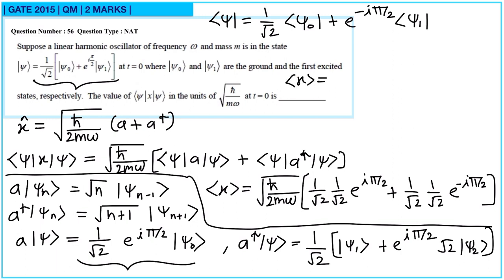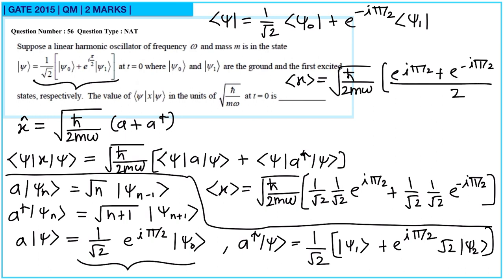So the expectation value of the operator x is equal to root h cut by twice m omega, 1 by root 2 into 1 by root 2 is 1 by 2, and e raised to i pi by 2 plus e raised to minus i pi by 2 upon 2. And this is cos pi by 2, so root h cut by twice m omega into cos pi by 2, but cos pi by 2 is 0, so the answer is 0.